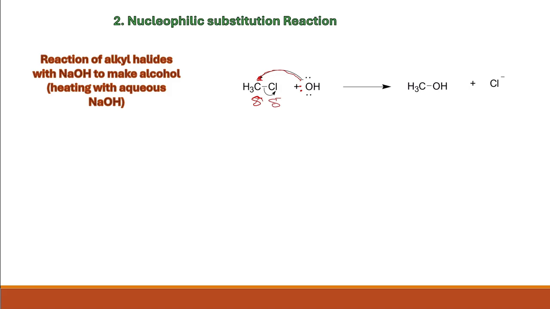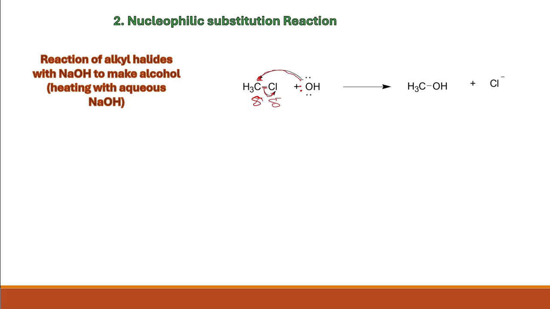So the curly arrow will go from the lone pair of electrons toward the electron deficient carbon, or partially positive carbon. At the same time, the bond between the carbon and chlorine will break, and the electrons will move from this bond towards the chlorine.